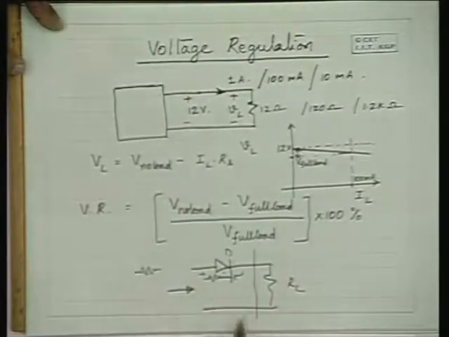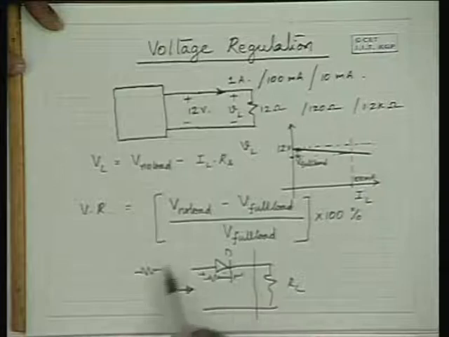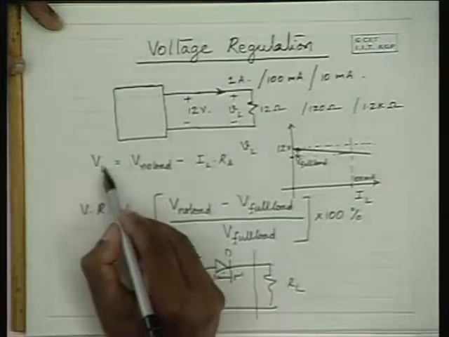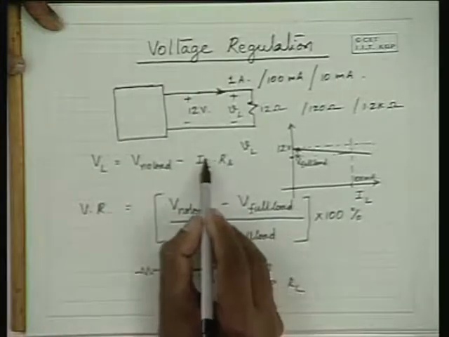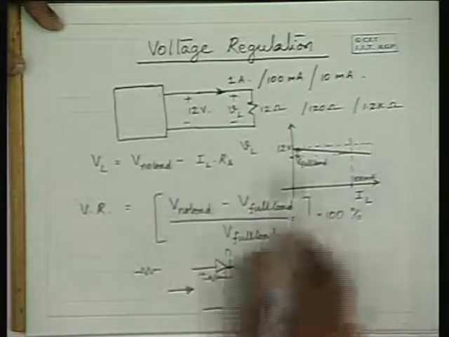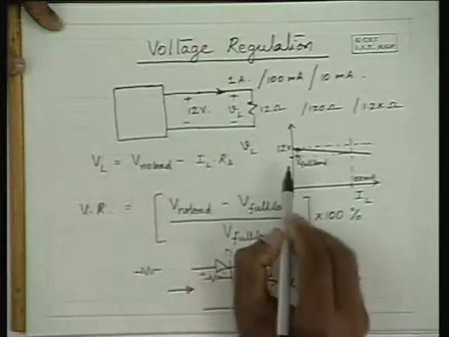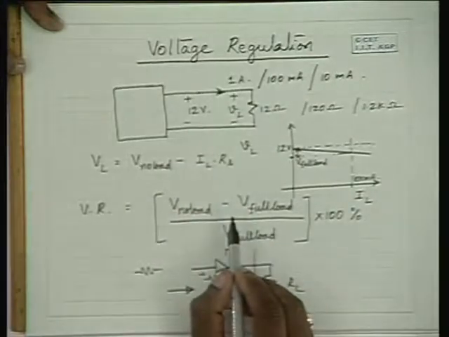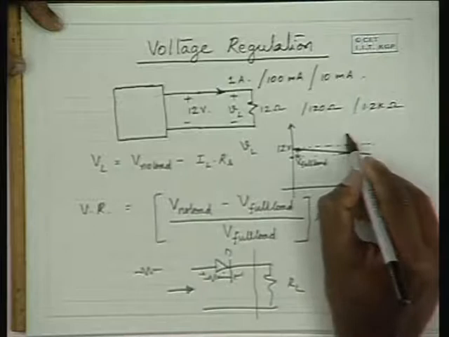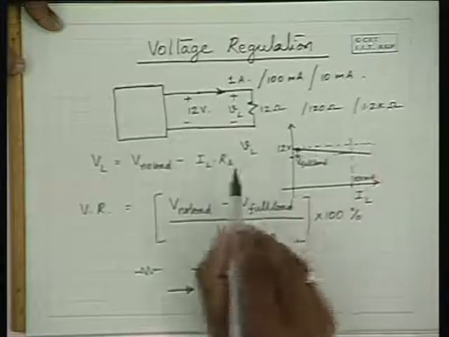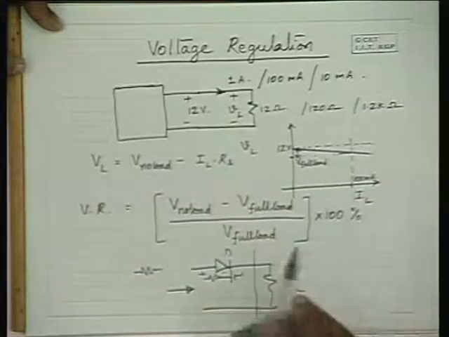This whole thing put together can be clubbed as having some series resistance, as a source resistance, which is in series with the load. So VL equals V no load minus IL into RS, because when IL is 0, VL is V no load, and with increased IL, the VL drops. VL drops by an amount IL RS. So this is the equation of this straight line, which is VL as a function of IL.